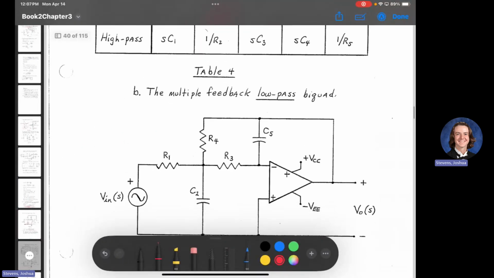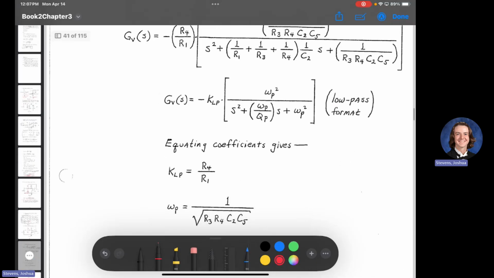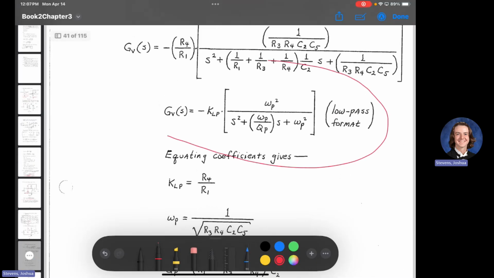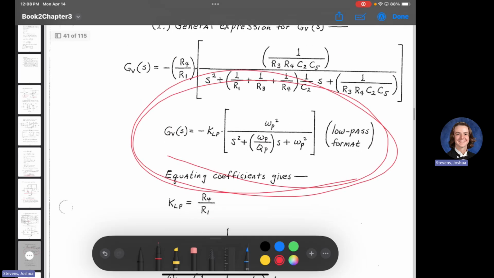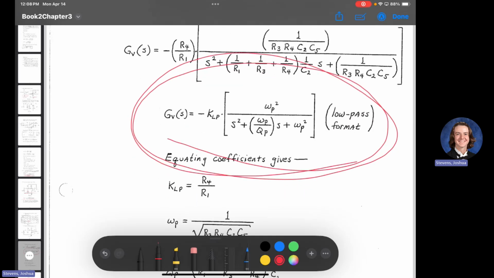So here we have a low pass, okay? And as I said, we look at the formats. If you look here, there's a low pass format. What's in the numerator? Omega p squared. So if we have a term where it's just a numerical value, it's going to be a low pass format. Does that make sense? There's no S in the numerator. And this is page 41 out of 115. For low pass in terms of multiple feedback op amps, page 41 is going to show you what the low pass format is.